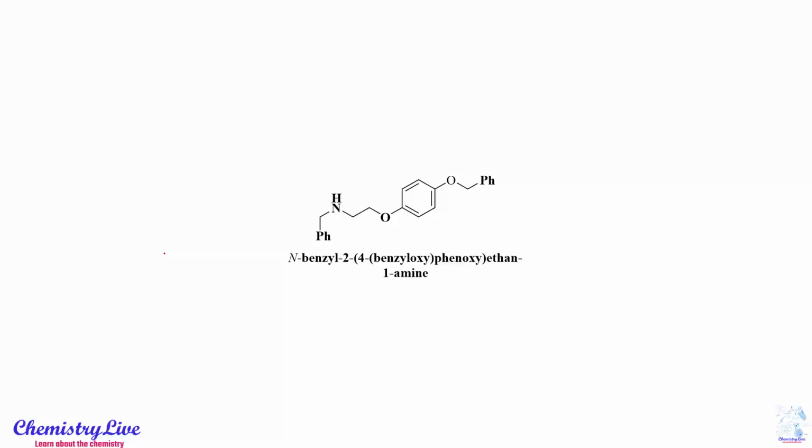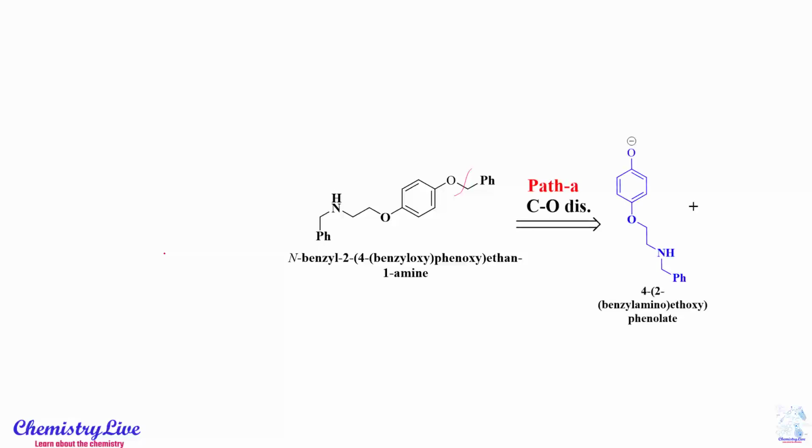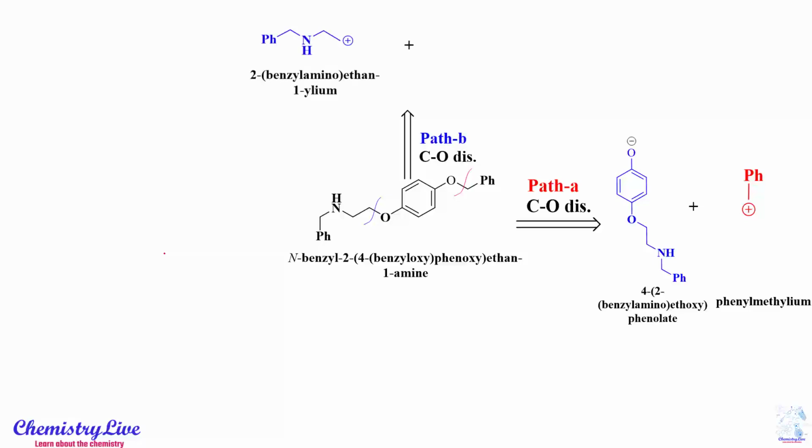There is our compound, which is the intermediate compound. There is a side A, path A, we have to choose. If we disconnect this path A, we will get both a cation and an anion. Again, if we disconnect the path B, which is the aryl side, this is the alkyl side, this is the aryl side. So path B, if we disconnect it, we will get the ethylenium cation and the phenolate anion.